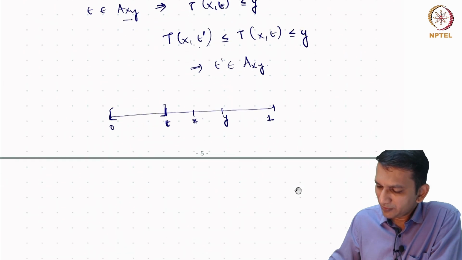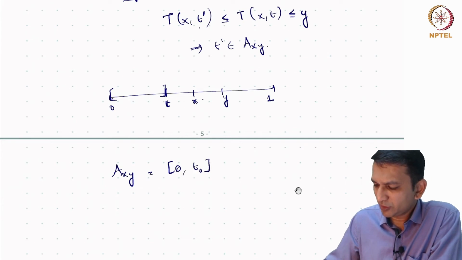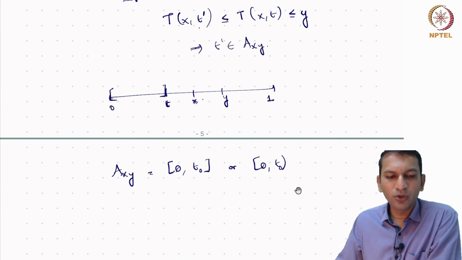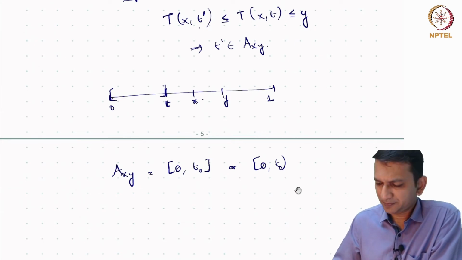So it can be shown, we will see with some examples soon enough, that AXY typically looks like this. For some t naught, either it is closed 0 comma t naught, or for some t naught it is closed 0 open t naught. So essentially AXY is never empty.